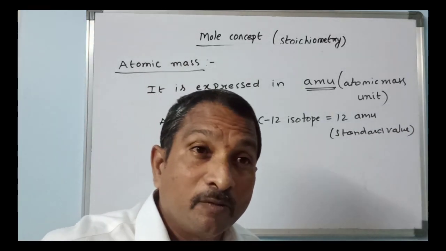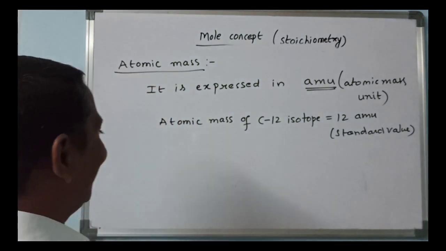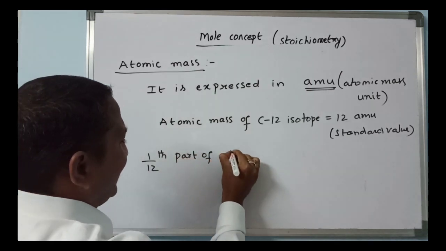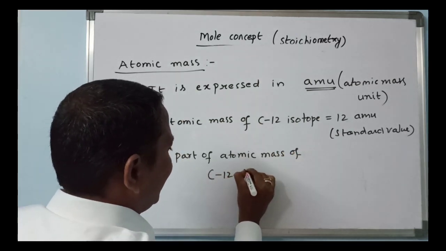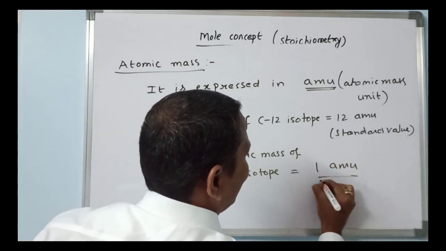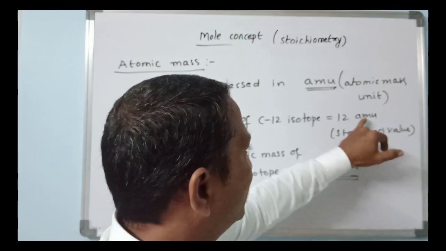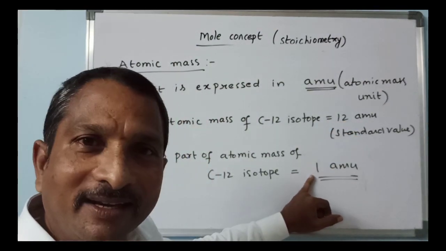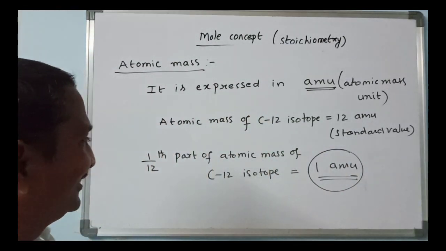Okay, tell me, 1/12 of atomic mass of C12 isotope results in 1 AMU. See, 1/12th part of atomic mass of C12 isotope gives 1 AMU. Why is this 1 AMU? What we know, atomic mass of C12 isotope is 12 AMU. This is standard value. If this value is divided by 12, we will get 1. That is nothing but 1 AMU. Okay, understood all of you?